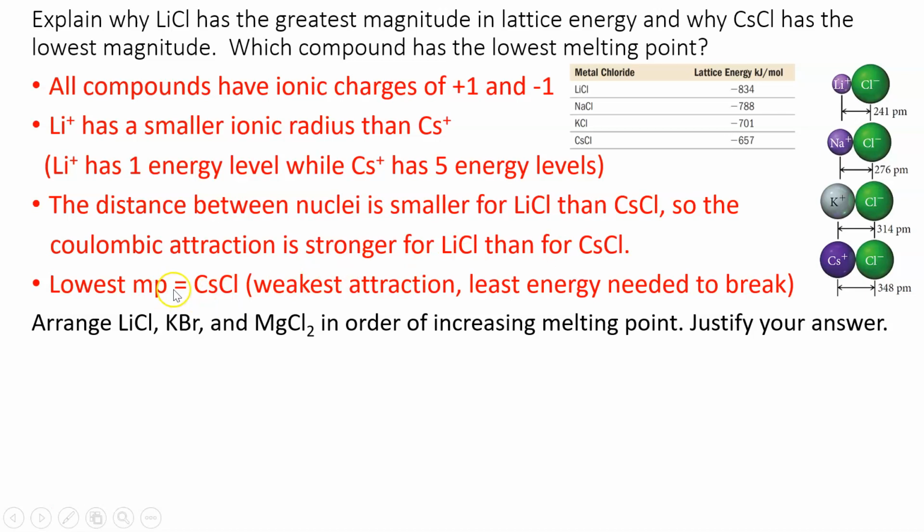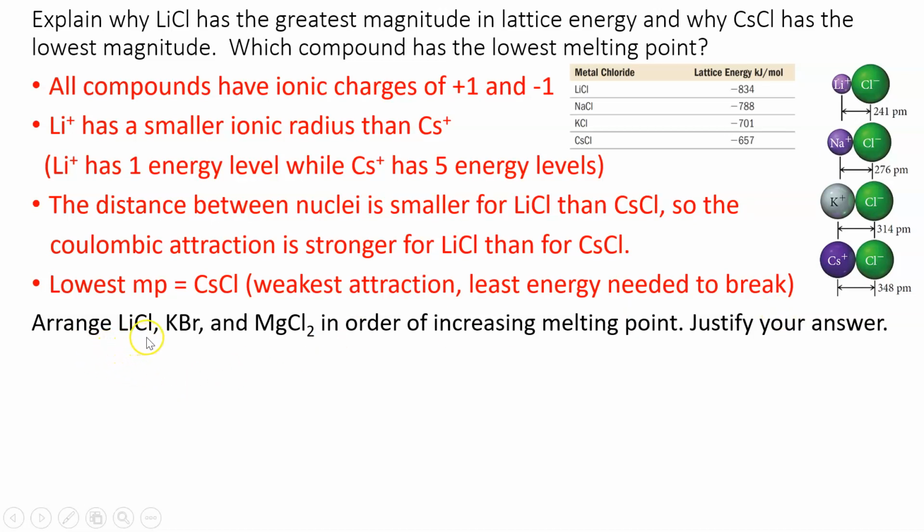The lowest melting point will be CsCl because it has the weakest attraction, the least energy needed to break those intermolecular forces apart. Or in this case, because we're talking about an ionic solid, to break apart the ionic bonds.